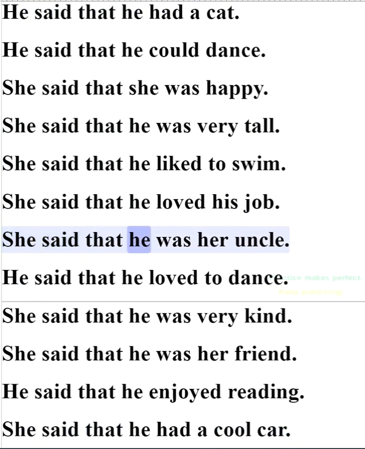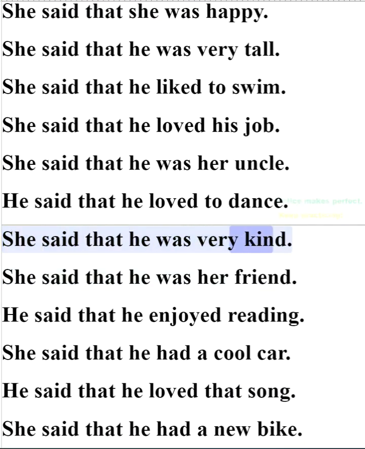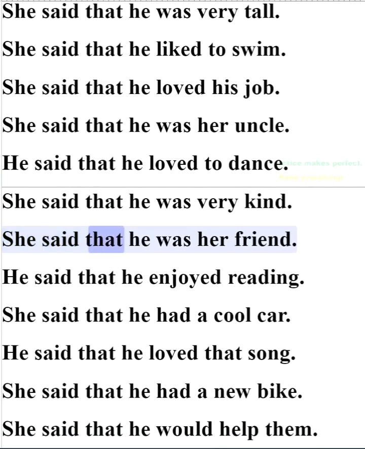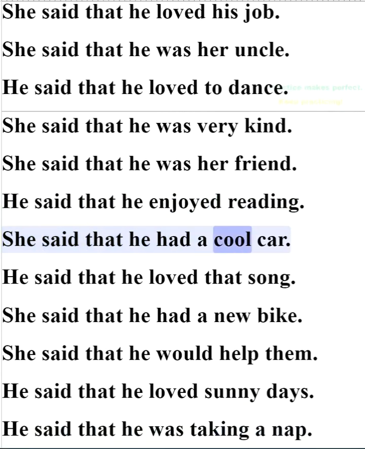She said that he was her uncle. He said that he loved to dance. She said that he was very kind. She said that he was her friend. He said that he enjoyed reading. She said that he had a cool car.